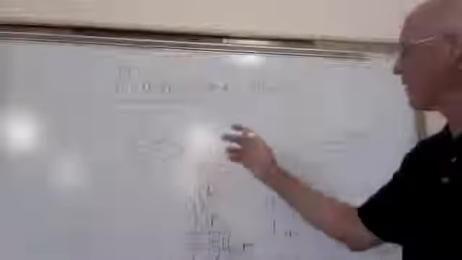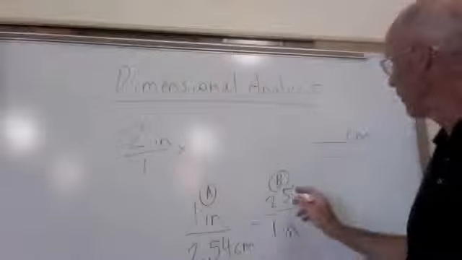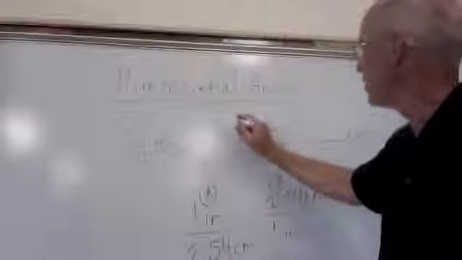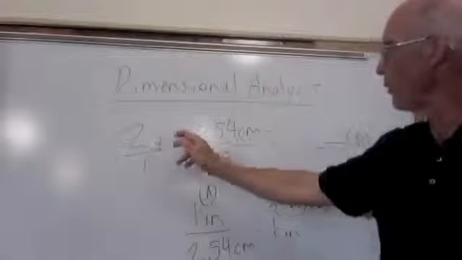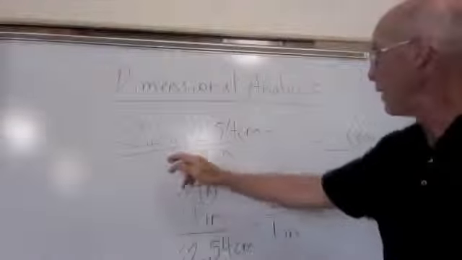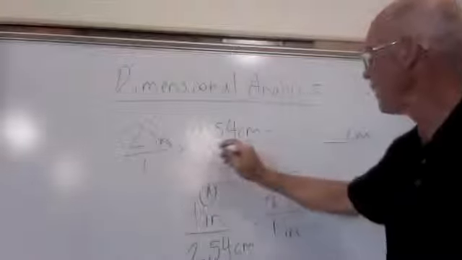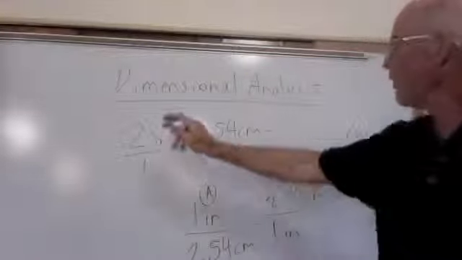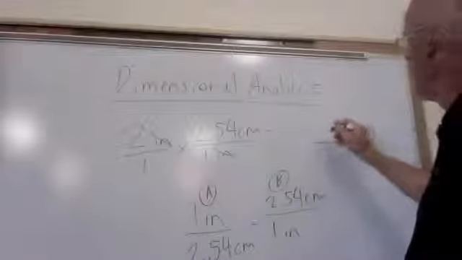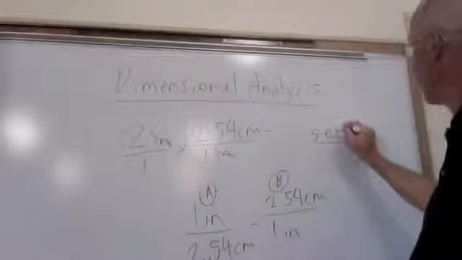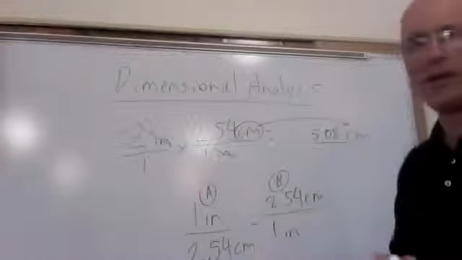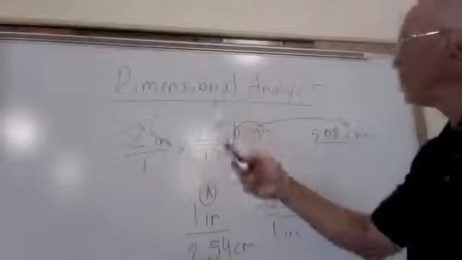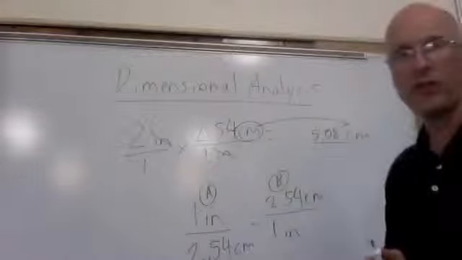They usually do it with X's. You can do dots for times, doesn't matter. So I'm going to put case B, 2.54 centimeters over 1 inch. Now, do you see that when I multiply this together, inches will be on top and inches will be on the bottom, so inches will cancel inches. And I'll get 2 times 2.54, which looks like it's 5.08, and I end up with centimeters on top, which I want it to be. And so 2 inches is 5.08 centimeters.